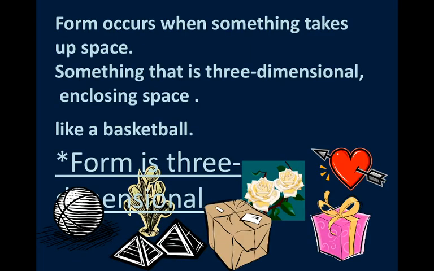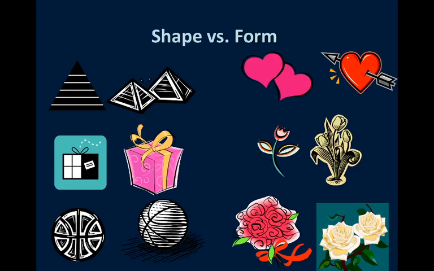Form is what occurs when something takes up space. So it's 3-dimensional. This would be a basketball or a box rather than a circle and a square. It's going to take up space. It's 3-dimensional. So if we look at this slide, we can really see the difference between shape versus form.